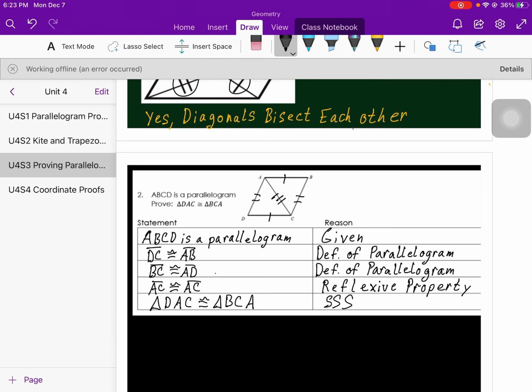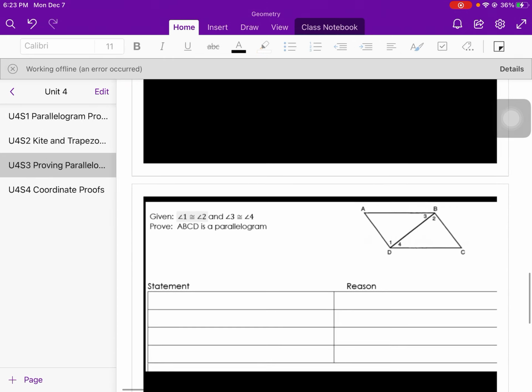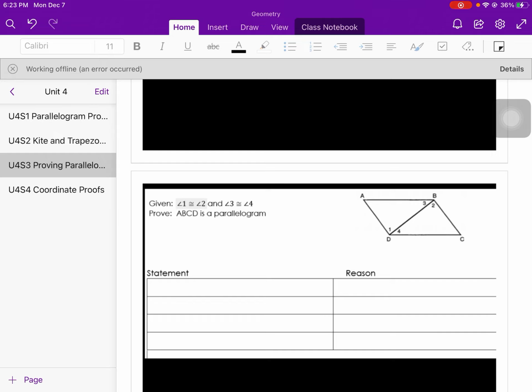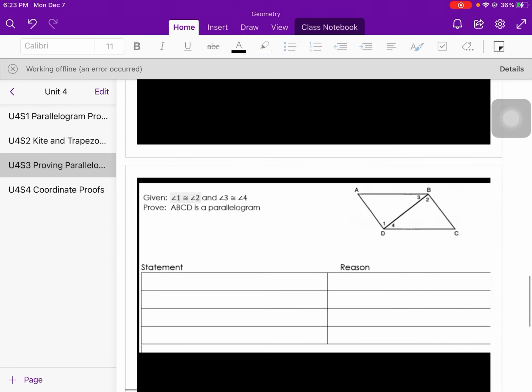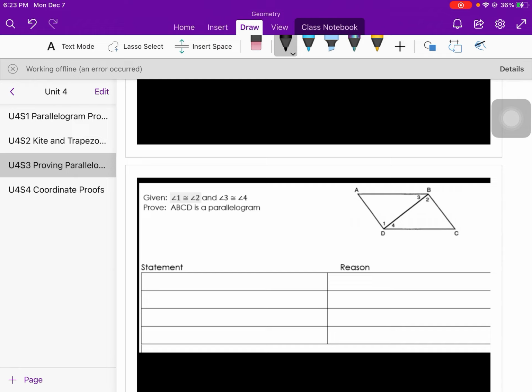Now this next proof is going to be using the fact that we have given information, but we want to prove it's a parallelogram. So it's going to be the opposite idea. We have to get to that idea that ABCD is a parallelogram. We're going to have to use the triangles, as you can probably guess. So the first one, just like usual, statement is angle 1 is congruent to angle 2. Angle 3 is congruent to angle 4. This is given to us.